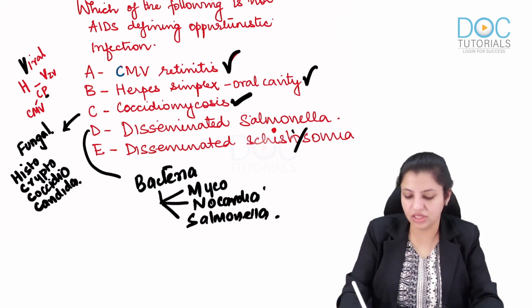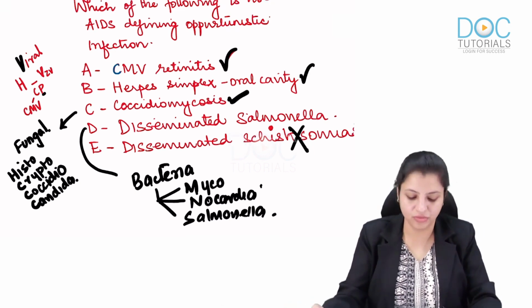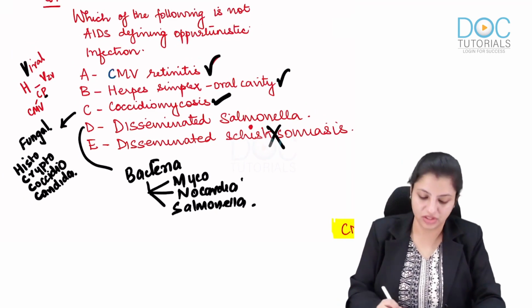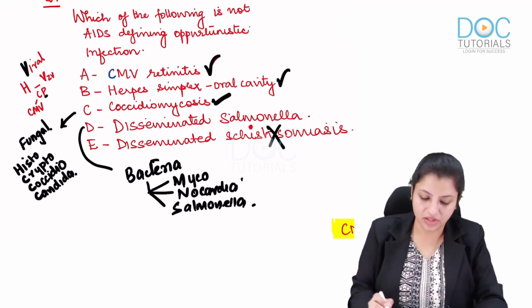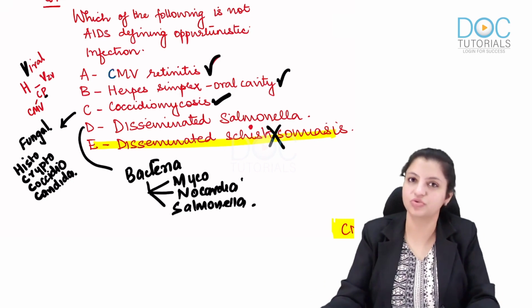So schistosomiasis is not an AIDS-defining opportunistic infection. The answer here is E. It's not an AIDS-defining opportunistic infection. Is everybody clear with this question? Yes.